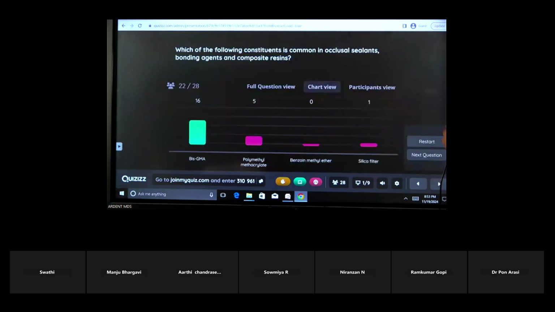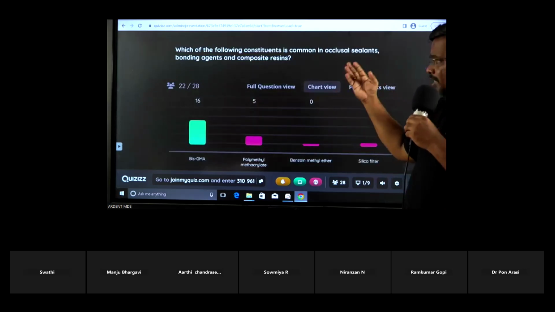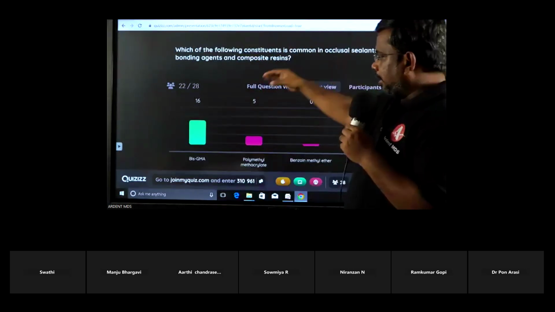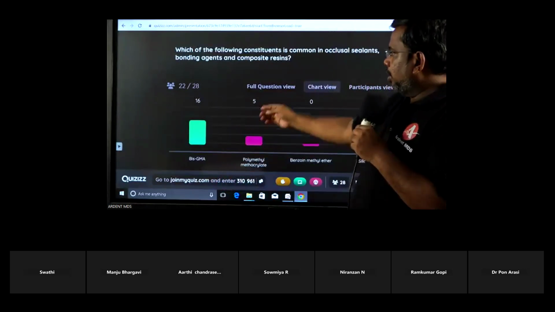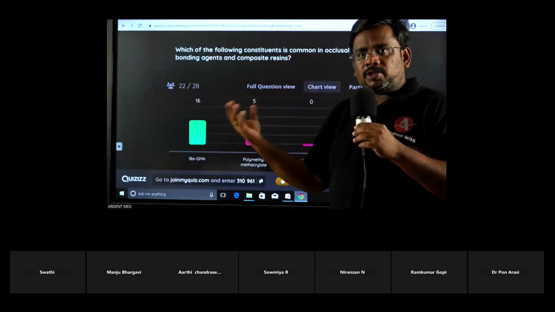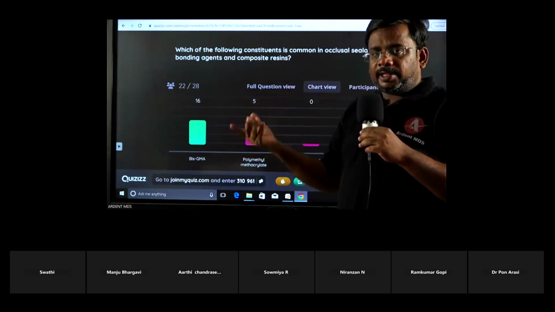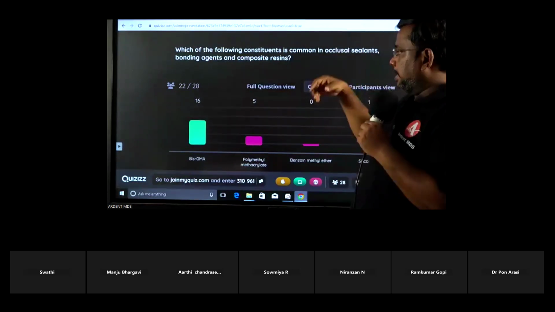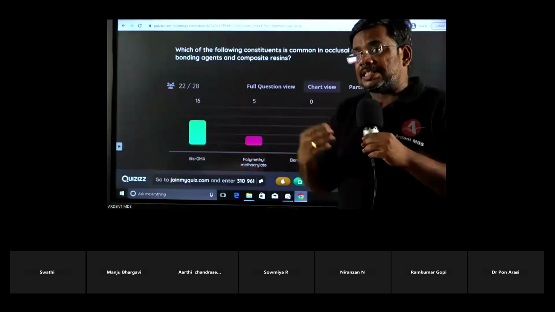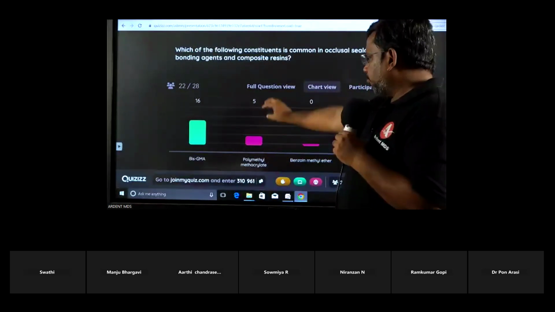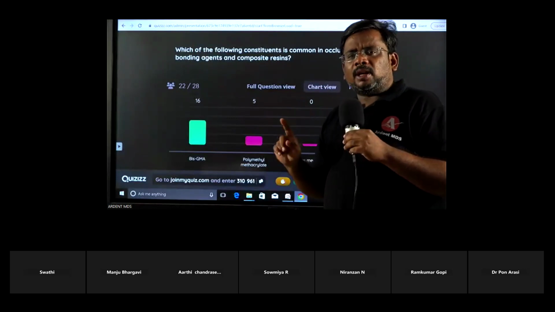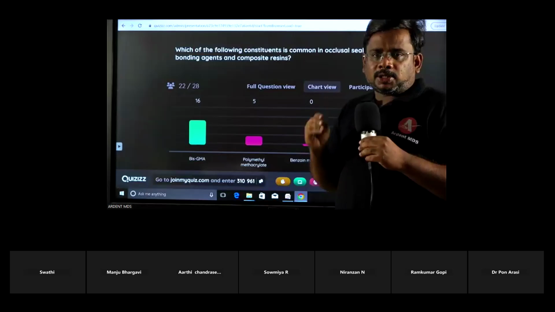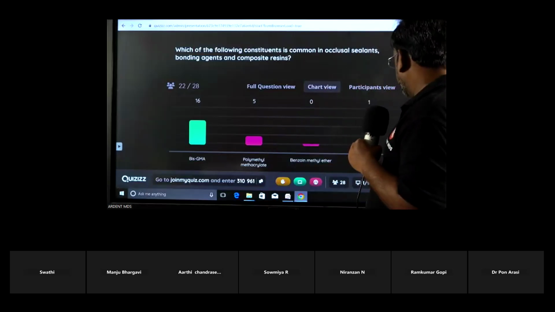Okay, right. So the question is, what is common in occlusal sealant, bonding agent, and composite? All these three use BIS-GMA. Even bonding agent is BIS-GMA without filler, right? That is called unfilled resin, which is the bonding agent. Even occlusal sealant is also unfilled resin. Composite is filled resin. But polymethyl methacrylate, few of you gave. Polymethyl methacrylate is a denture base resin. It is not used for composite and occlusal sealants. Students, remember this.